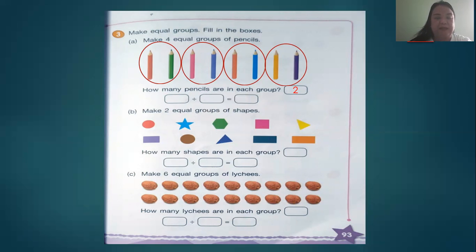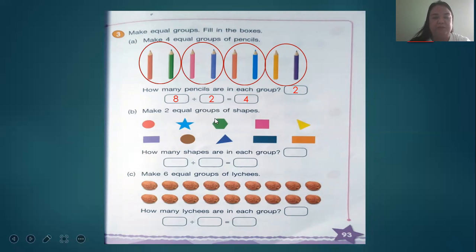Now let's write the division sentence. Count the pencils. How many are there? 1, 2, 3, 4, 5, 6, 7, 8. So write 8 divided by how many pencils in each group? 2. Very good. Now, 8 divided by 2, how many groups of 2 can you get from 8? Let us count. 1, 2, 3, 4. So there are 4. Very good.